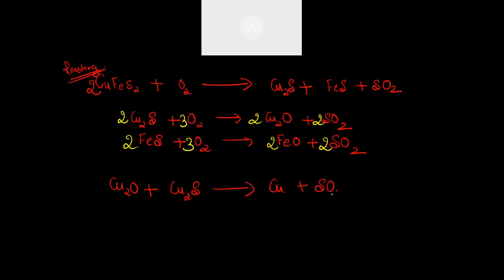If you balance, this will be 2 here because of 2 oxygen, then you get a total of 6. So it's balanced. This is the equation for copper. First you remember this one, what is happening here. After roasting, what happens? They are in this form.